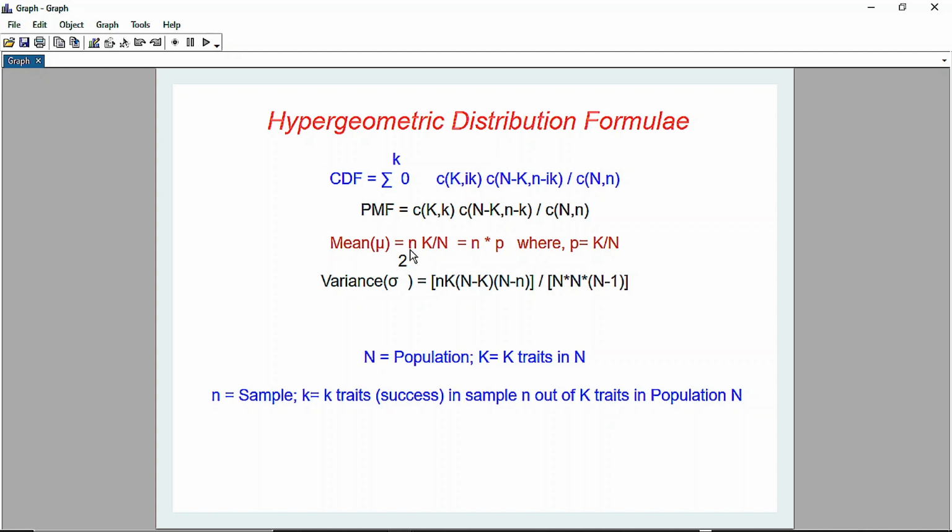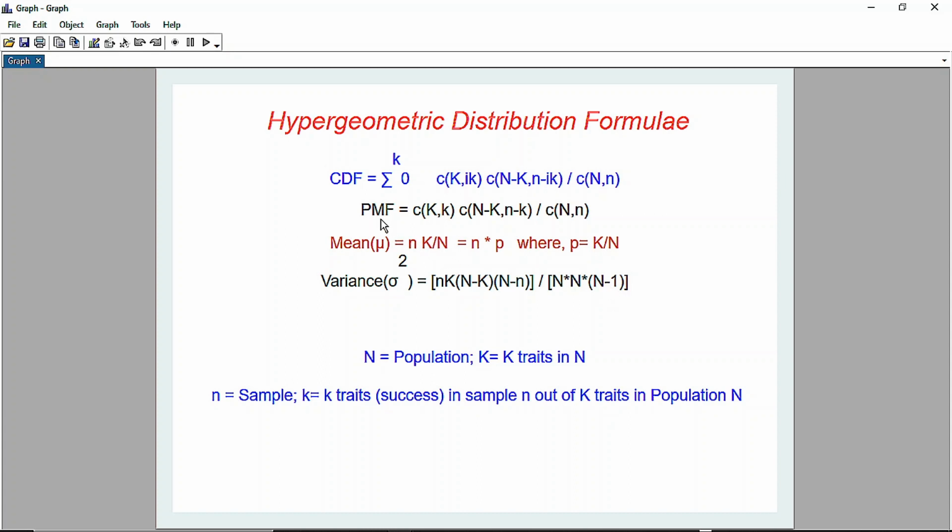So k by N, if we consider it as p, is somewhat equivalent to the mean of the binomial distribution, like np. And the variance of the hypergeometric distribution is calculated by this formula, and we can also express it in terms of the mean. n k by N will be the mean. So mean into N minus k into N minus n divided by N into N minus 1.